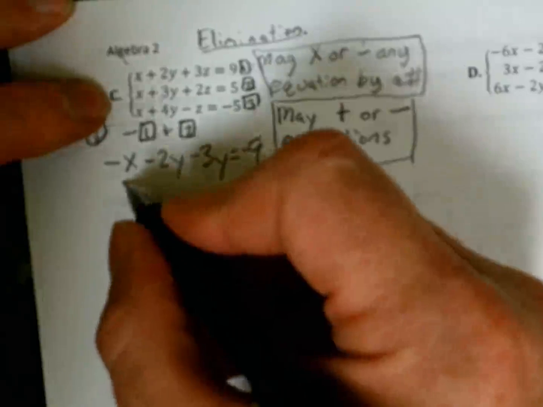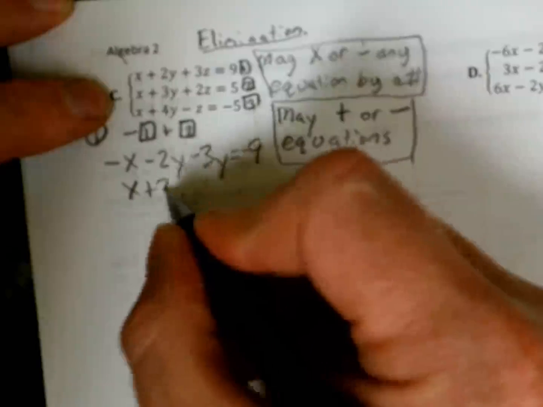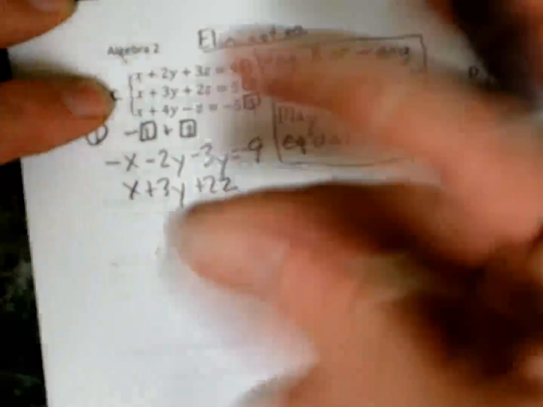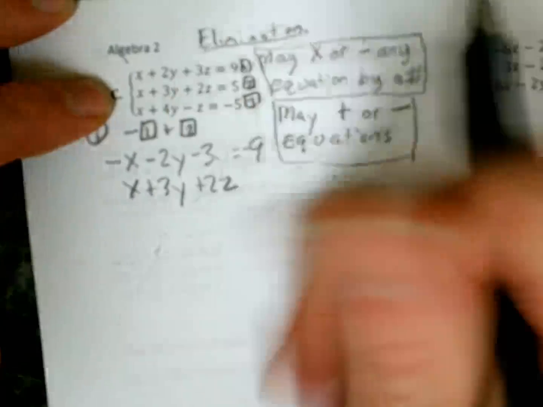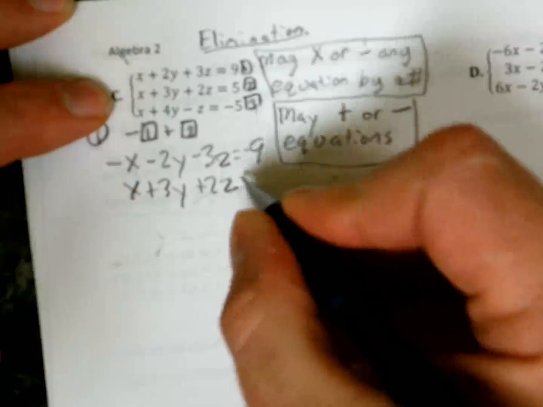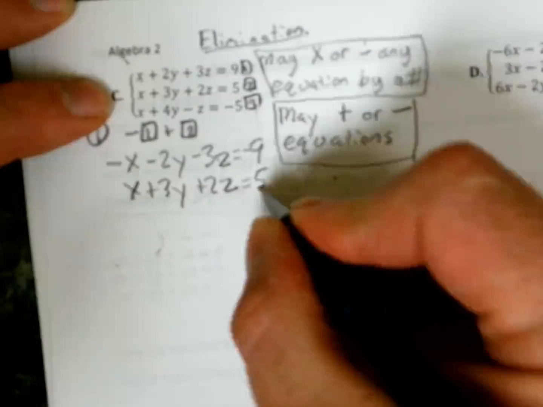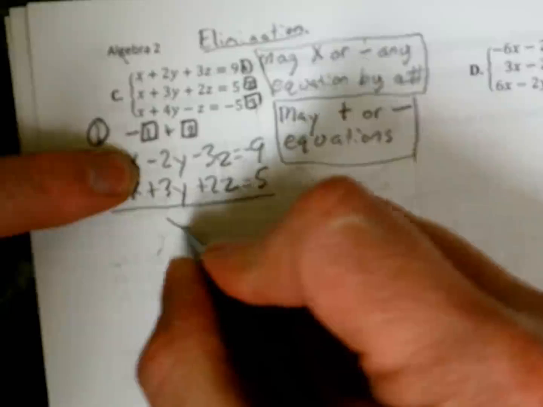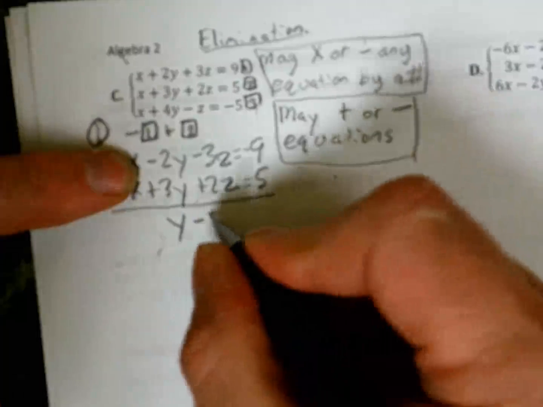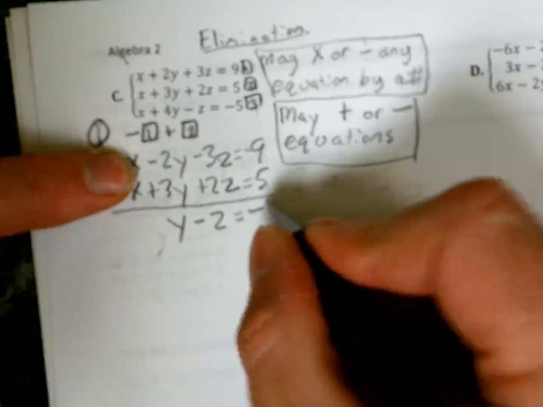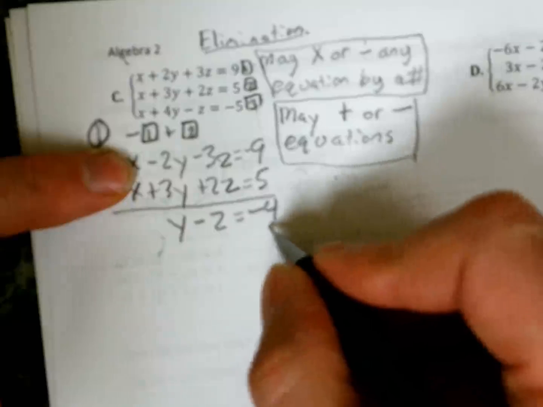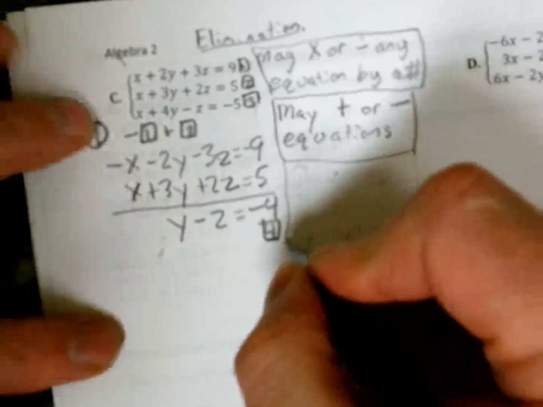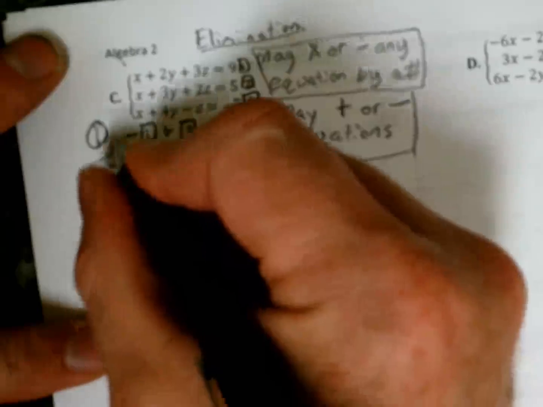I'm going to add that to the second equation, which is x plus 3y plus 2z. And I get a bad habit of not wanting to write my z's. All right, equals 5. And when I add these guys together, my x's cancel out. Looks like I have y minus z equals negative 4. I'm going to call this my new equation 4 right here. Let's box that up and say we're done with step 2.